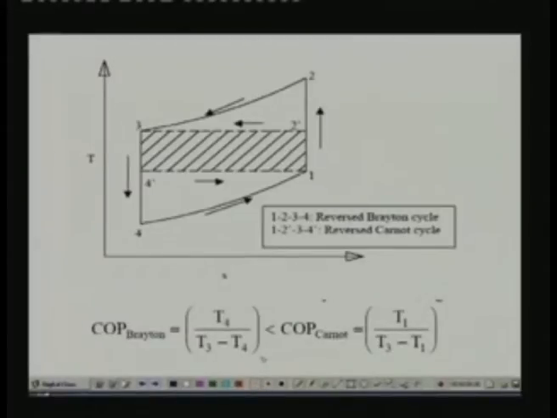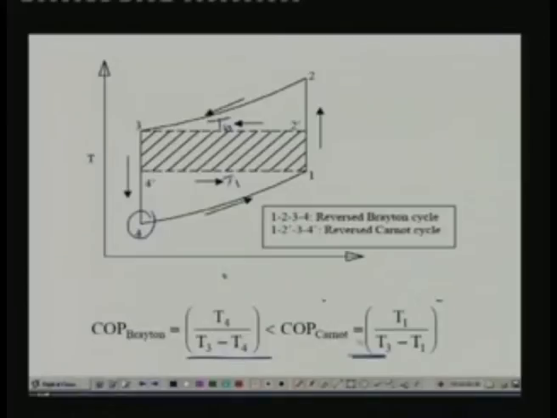So now for the reverse Brayton cycle, just now we have shown that the COP is given by T4 divided by T3 minus T4, that means this temperature divided by this temperature minus this temperature. What is the COP of the Carnot cycle? COP of the Carnot cycle obviously depends upon these two temperatures, TH and TL. Here TH and TL are nothing but T3 and T1. So Carnot cycle COP is given by T1 divided by T3 minus T1.